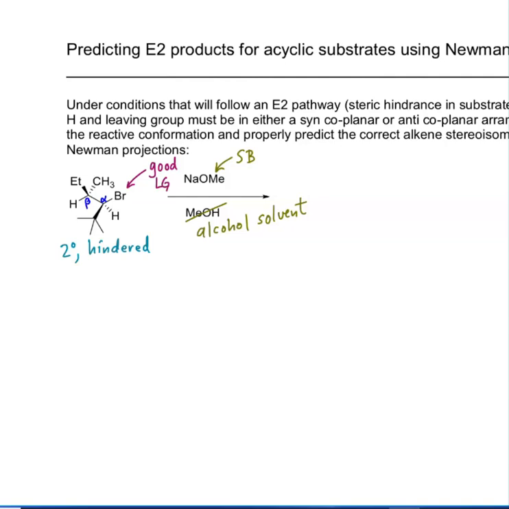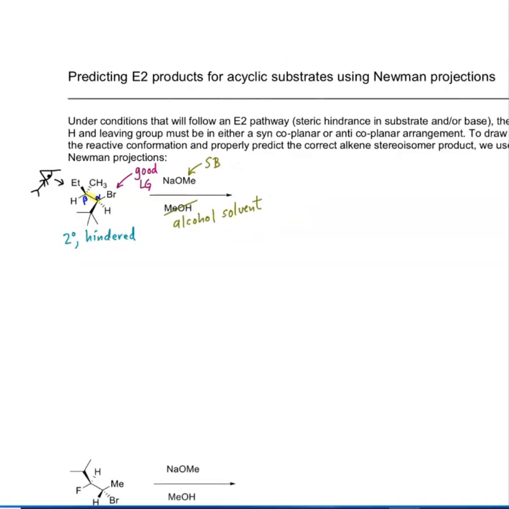So what we're going to do now is stand over here and look down the alpha-beta bond. So that's the bond when you're trying to do this for an acyclic substrate, something that's not a ring. That's the bond that you're going to look down in the Newman projection to make sure that you have the beta hydrogen and the leaving group properly aligned in an anti-relationship. It doesn't matter if the beta carbon is on the front and the alpha is on the back, or vice versa. You're going to come up with the same answer.